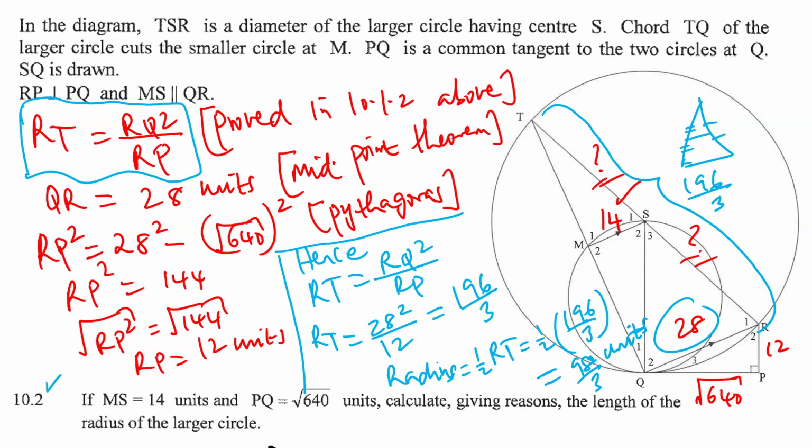Any question? Because we had to find the length of the radius of the larger circle, and we found the radius by taking half the diameter RT, and therefore we got the answer. Any question? No, sir. Okay, pretty clear. Okay, we move on to the next one.